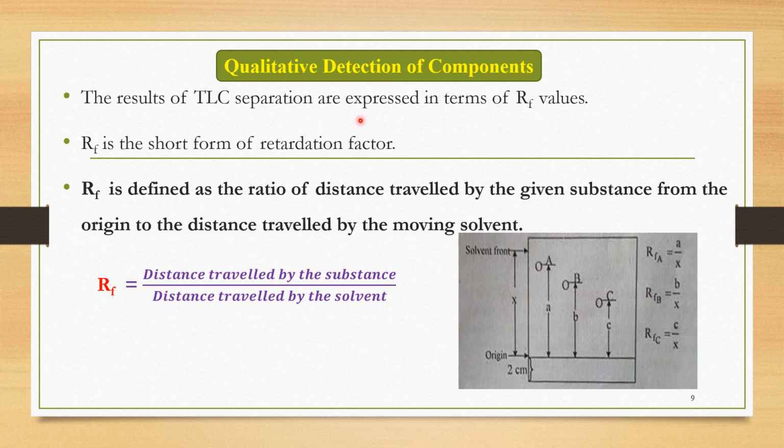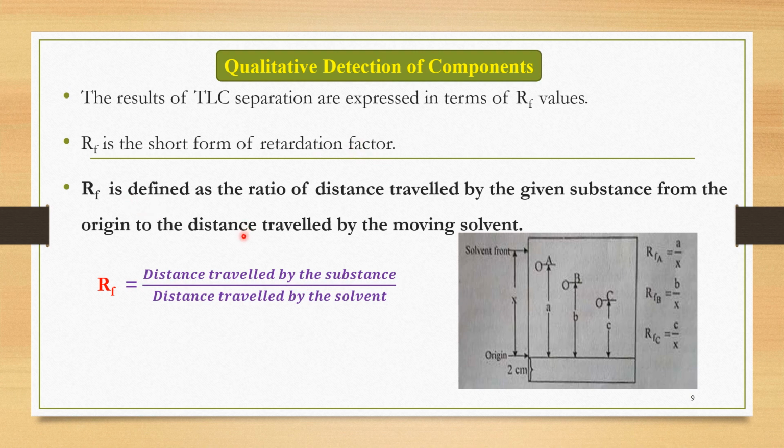Next is qualitative detection of components. Once we detect the spots with the help of chemical methods, the next important step is qualitative detection of the components. How will you separate the components from the given sample mixture? This can be judged with the help of qualitative detection of components. The results of TLC separation are expressed in terms of RF values. RF is nothing but the short form of retardation factor. This RF stands for retardation factor. Now, how to define this RF?